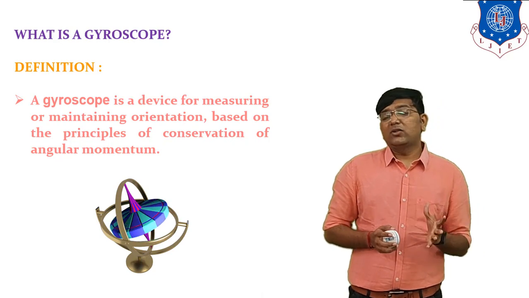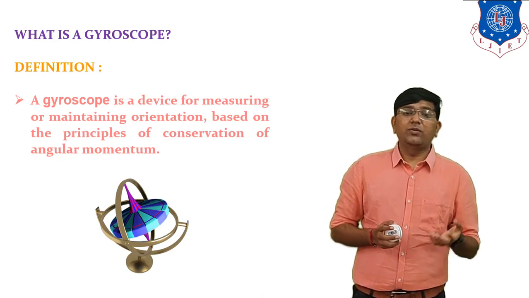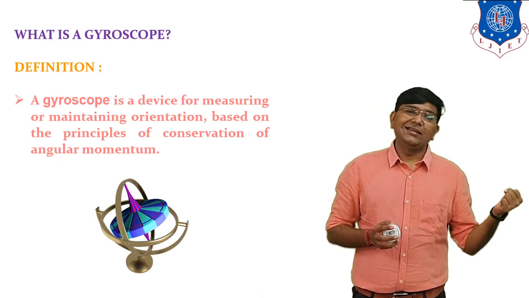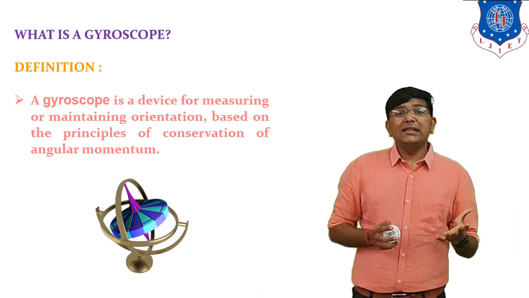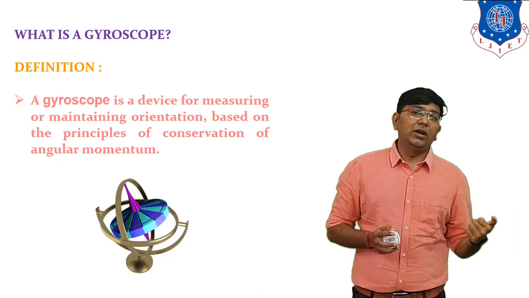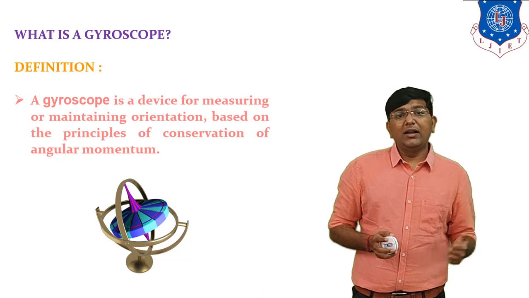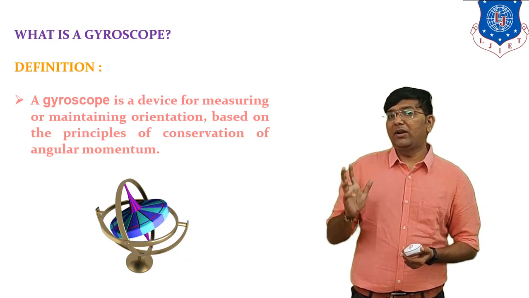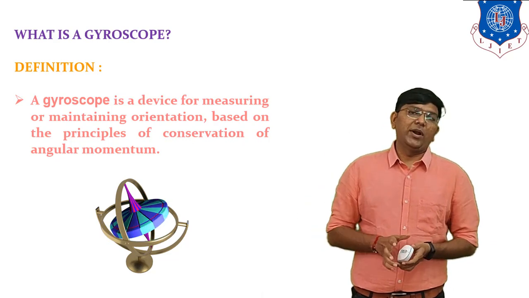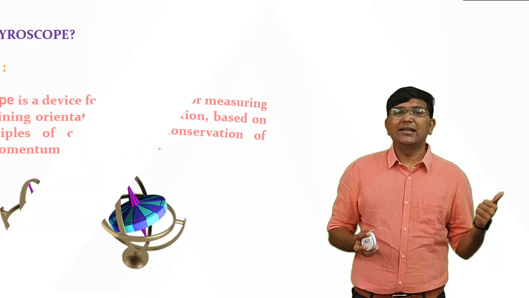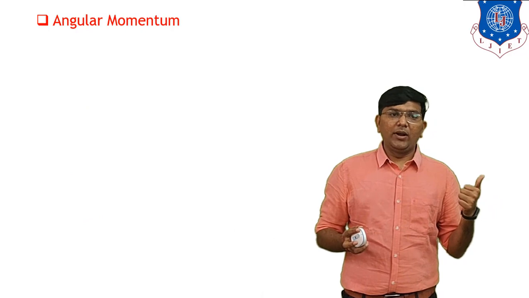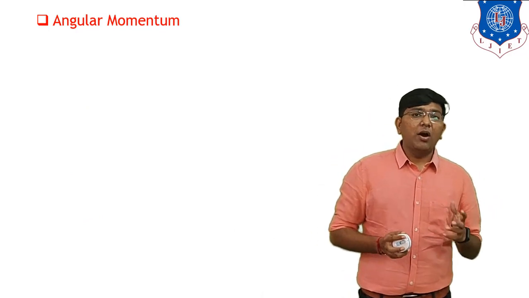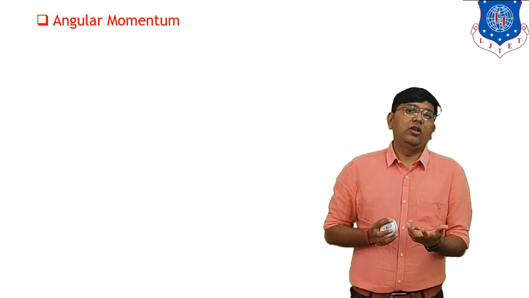So what is the application of gyroscope? Gyroscope is used in the aeroplane, ship. We also see the effect of gyroscope in two-wheeler and four-wheeler. So gyroscope basically uses the concept of angular momentum. There are two types of momentum. First one is linear momentum and second one is angular momentum. So first of all we have to understand what is angular momentum.